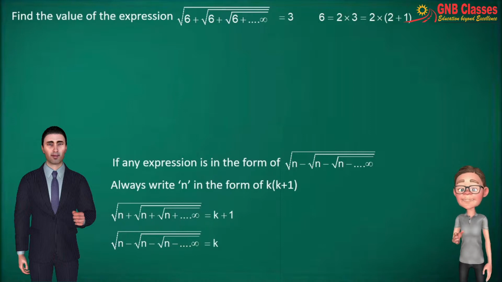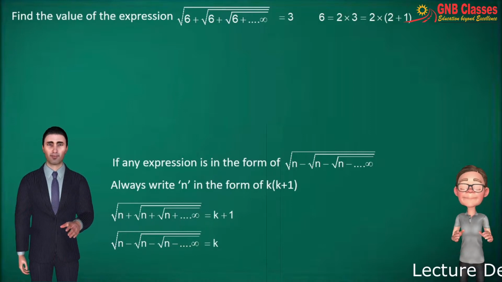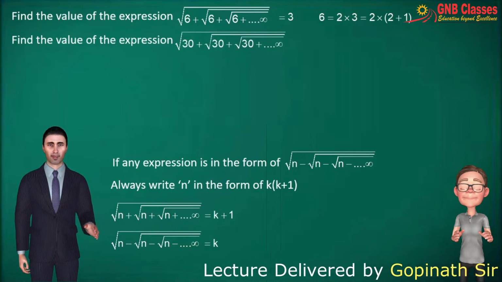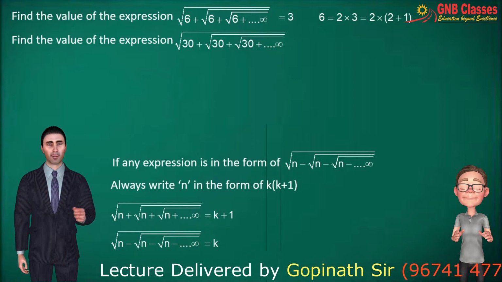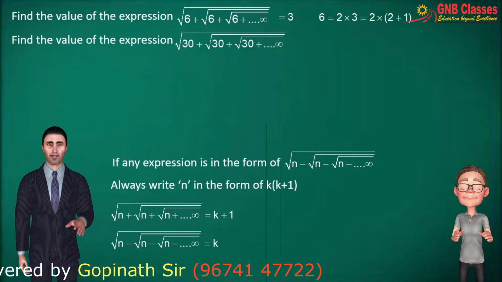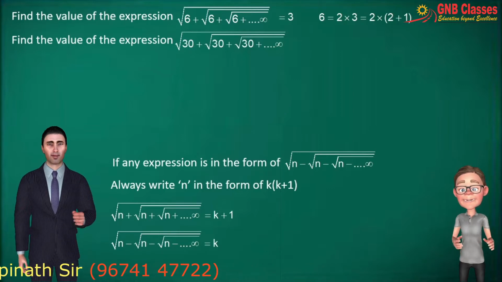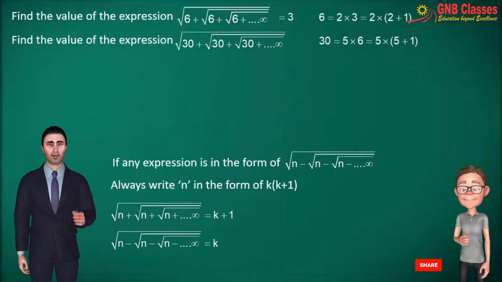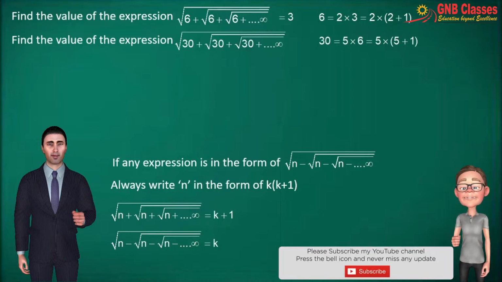Can we take another example? Of course. Why not? Tell me. Find the value of the expression under root 30 plus under root 30 plus under root 30 till infinity. Sir, this time I am going to give the answer. Okay, Tom. Tell me the answer. Here, n is equal to 30. Now 30 can be written as 5 into 6. Since the expression is in the form of under root 30 plus under root 30 plus under root 30 till infinity, hence the answer will be 6. Right, sir? Absolutely right, Tom.